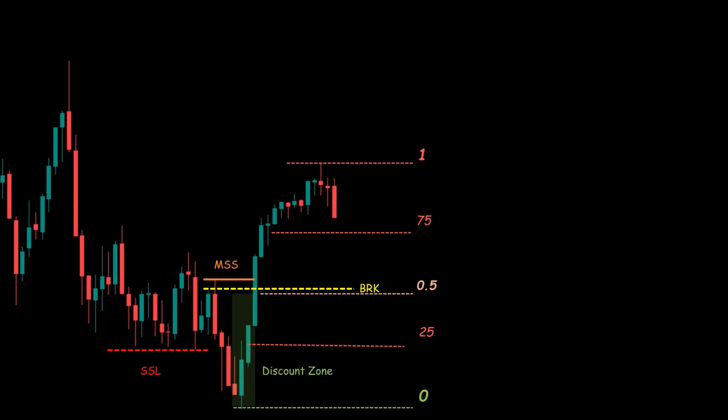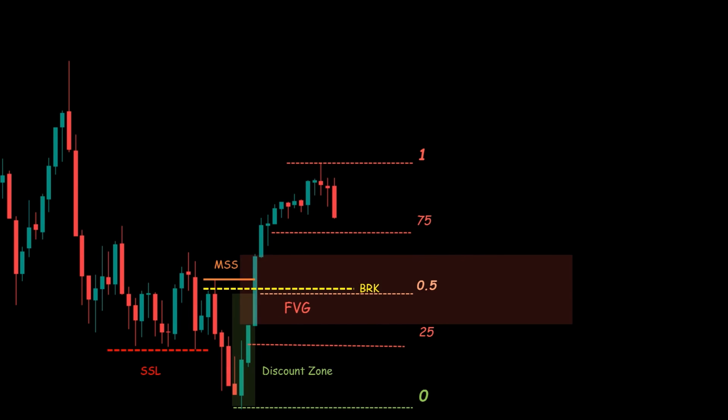Next, I can look for a fair value gap, and we have one right here. Then we have an order block, which is this down close candle just before the move up, and finally a breaker block, represented by these up close candles that formed before the raid on liquidity. So now that all these concepts are visible, how do I decide where to actually take the entry?